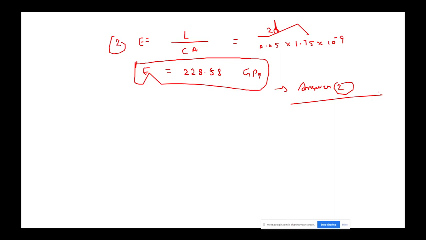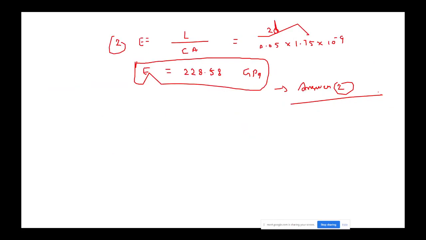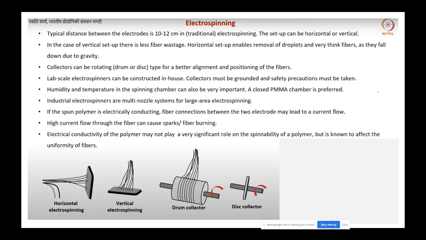So in this way we can solve. This is just simple formula based. The only tricky part is that you have to take the average filament area, calculating from the individually given values, which is also not a very difficult task. So probably in your assignments, if you have this kind of question, you will be able to solve it.